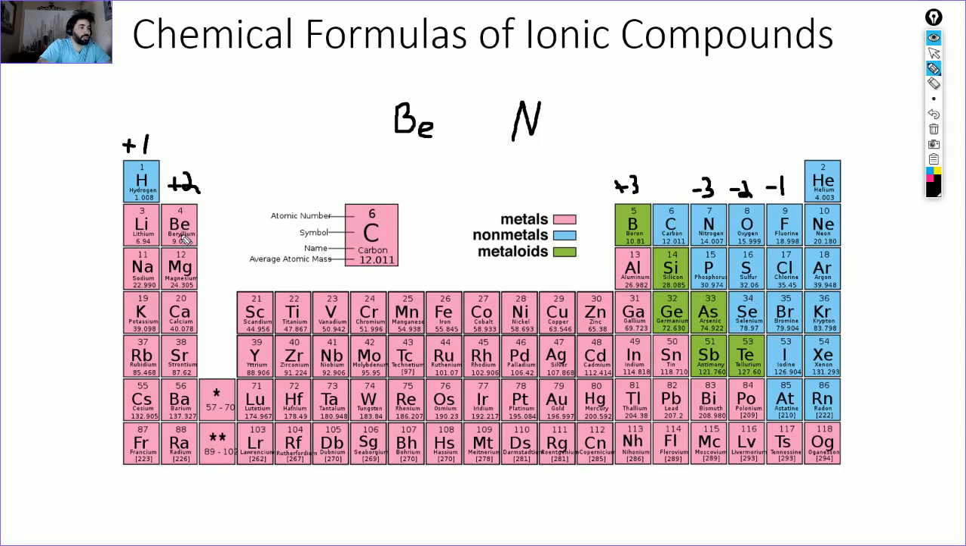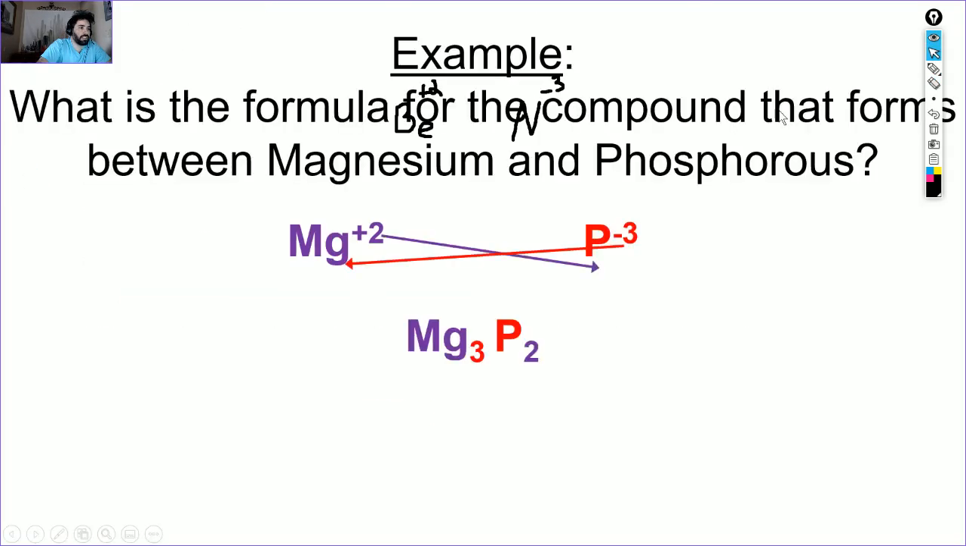Beryllium is in group 2A. All these elements have a charge of +2, so I know beryllium has a +2 charge. Nitrogen is in group 1, 2, 3, 4, 5A. 5A has a -3 charge. So now that I got all my charges, let's erase our oxidation numbers up here, and we'll move back to our slide, our practice slide.